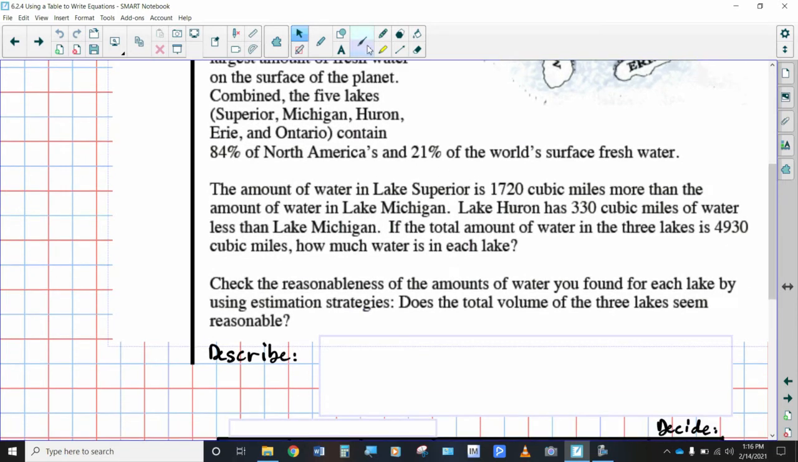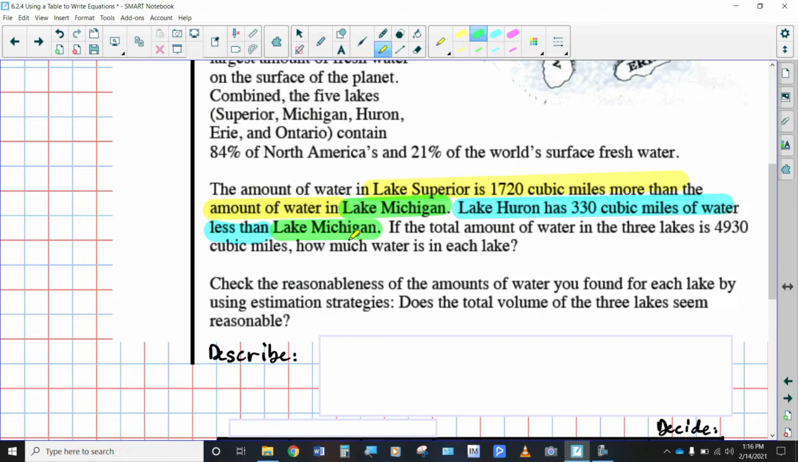It says the amount of water in Lake Superior, here's Lake Superior, is 1,720 cubic miles more than the amount of water in Lake Michigan. So since it's being compared to Lake Michigan, I'm going to highlight Lake Michigan. Now let's read about Lake Huron. Lake Huron has 330 cubic miles of water less than Lake Michigan. So both of these are being compared to Lake Michigan.